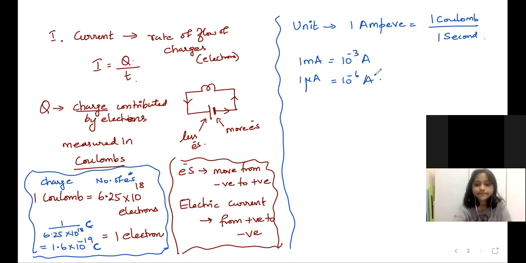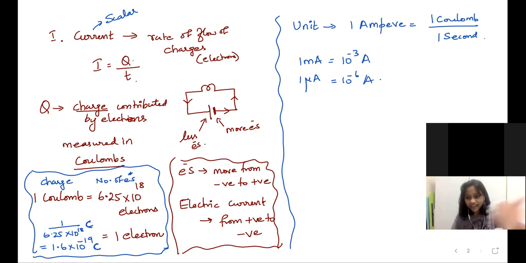The next idea: is current a scalar or a vector quantity? It flows with direction, so scalar. It flows with direction, therefore it is scalar. Really? No, let me think. A scalar quantity is one where the direction of flow doesn't affect the quantity. Any quantity which does not have direction, only magnitude, is called a scalar.